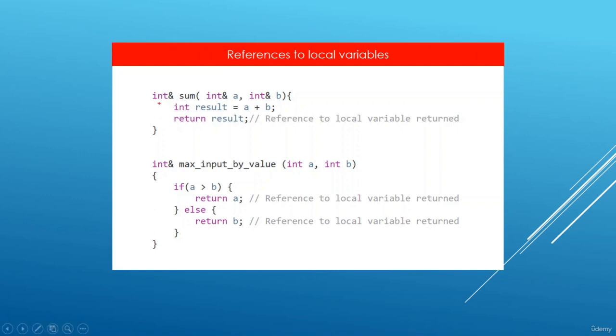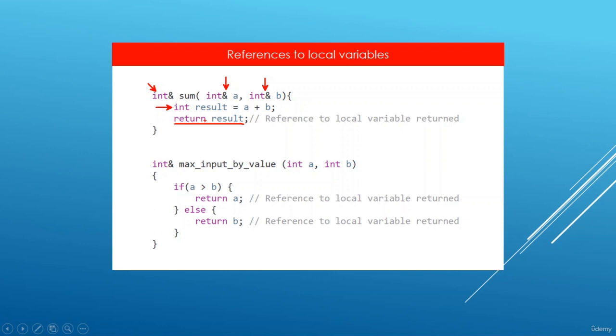Here we have a simple sum function. It is returning a reference, and it is taking two parameters in by reference. But what we do inside, we set up another variable which is called result. This is a local variable to the sum function here, and we are returning a reference to it. Why are we returning a reference? Because this function here returns by reference, and if we use syntax like this to return a local variable, it is going to be a reference.